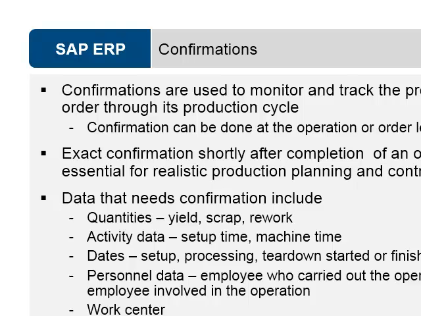As the operations are executed, you get confirmation at the end of each operation, a confirmation for that particular operation, and of course a confirmation for the whole production order. The confirmation would show how much quantity you used, if there is any scrap, the setup time for each of the machines, how much time you used for the machine, the exact date when you set it up, for the processing, for the teardown, any employee who had carried out the operation, and if there is more than one, which work center you used in order to execute the operation.